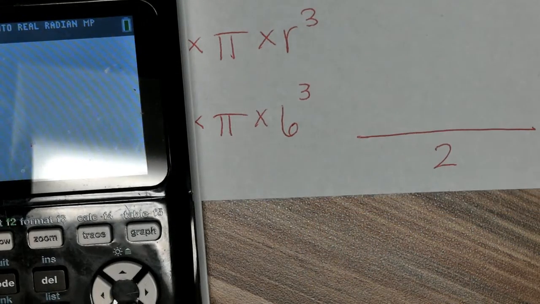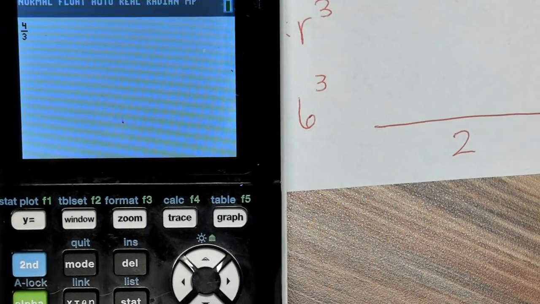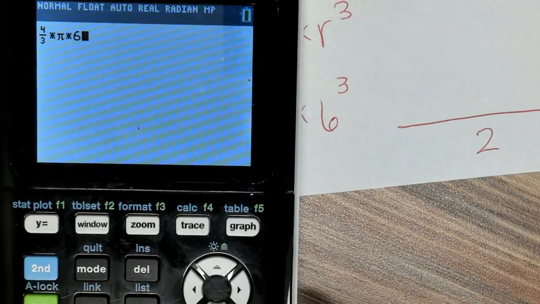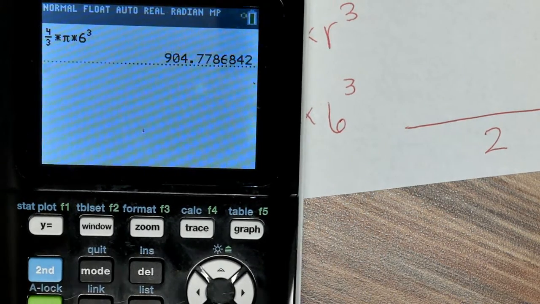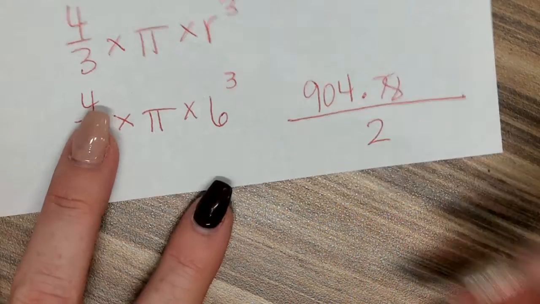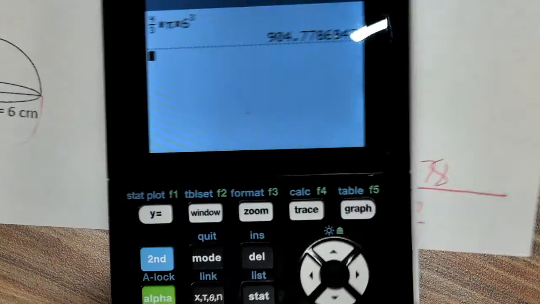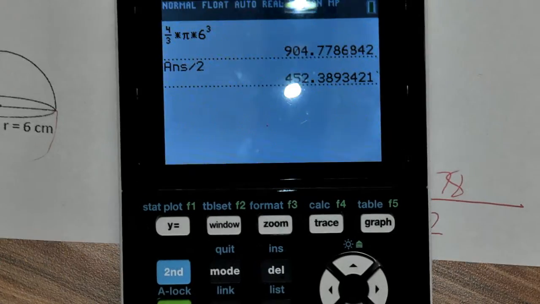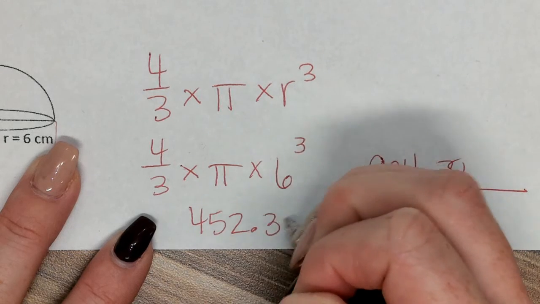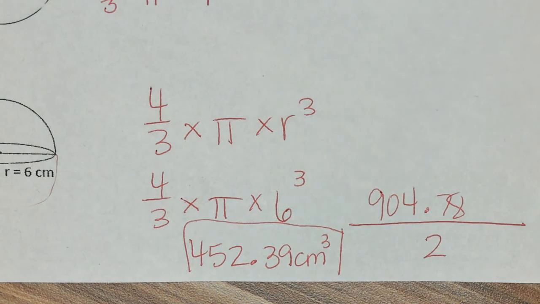Alpha y equals option 1, 4/3 tab out, times second pi, times 6, carry up to the exponent of the third power, enter, 904.78. And I'm going to take that and divide it by 2 because it's not a full sphere, it's half of a sphere. So I just take my answer, divide by 2, and my answer is 452.39. Centimeters cubed, because that is the correct way to write volume.